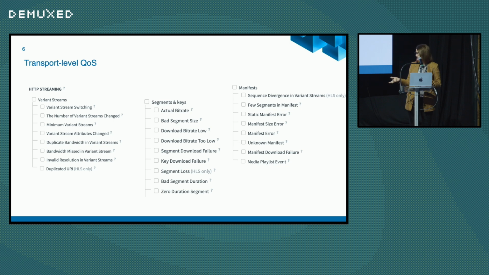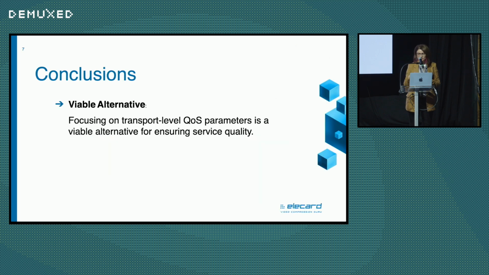There can also be some more transport level quality of service parameters that you can track, obviously. And the conclusion is that you can focus on transport level quality of service parameters, which can be an alternative for ensuring service quality. Thank you.